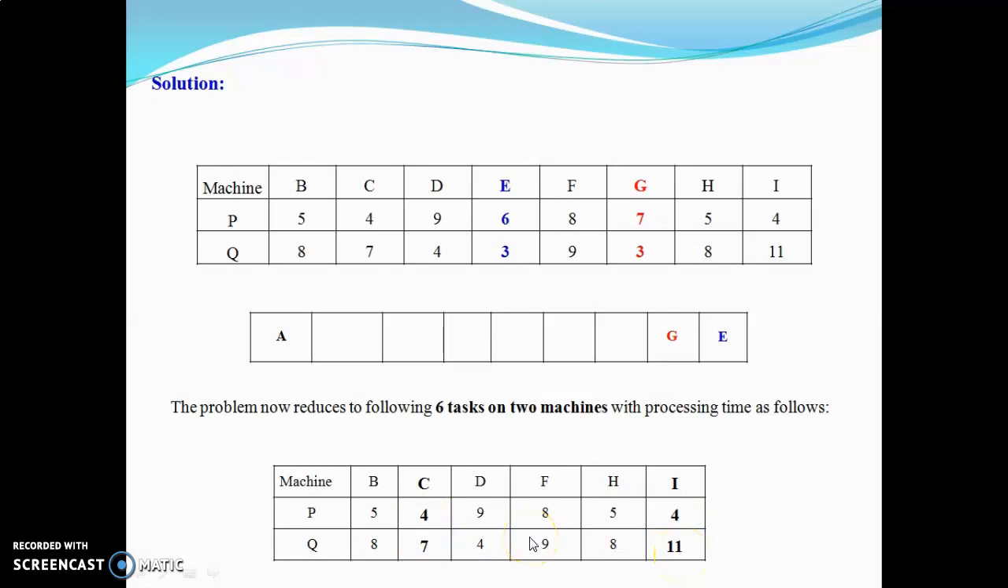Since the minimum processing time is 4, which is bold here, it occurs for tasks C and I on machine P and task D on machine Q.